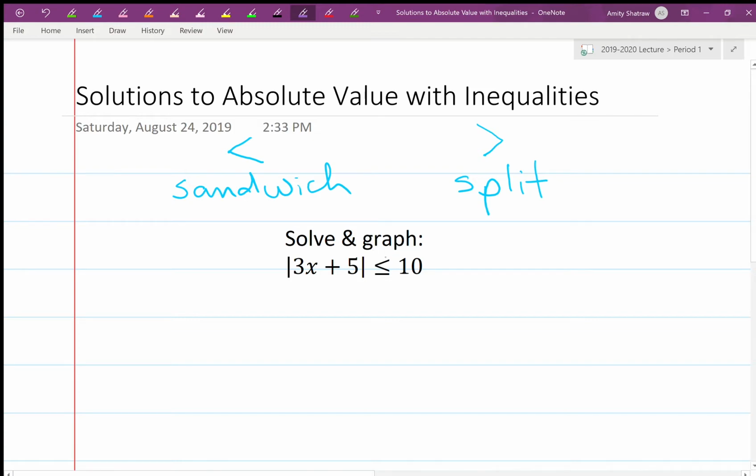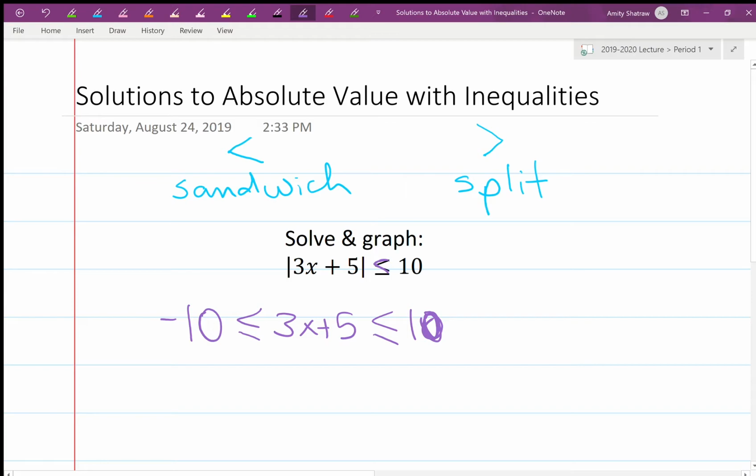So I'm double checking what kind of problem we have here. It says solve and graph, and right there, I see that less than symbol. So I'm going to set up a sandwich. Watch. Here we have the meat of the sandwich. It is my 3x plus 5. And I'm remembering that if I take the absolute value of something that's negative, I get a positive. And so over here, I'm throwing down the negative version of my problem. And over here, I'm going to try, well, what would happen if I had the positive version of my problem?